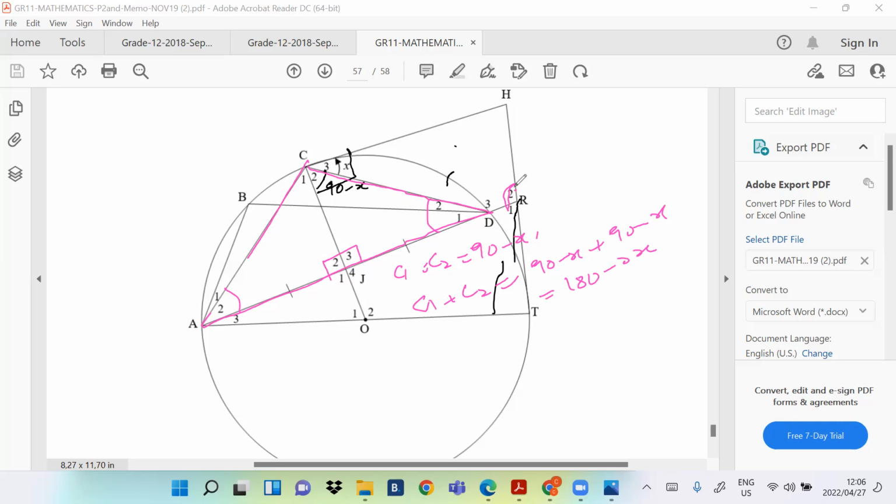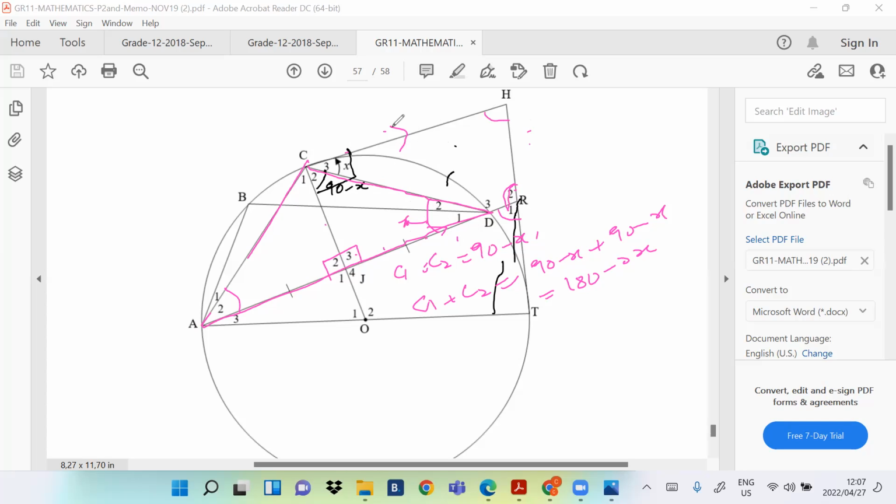Okay, so this is 90, that's 90. And if these are parallel, this is X. And then, no, these lines are not parallel. It's only these ones. So can you see H is R1?